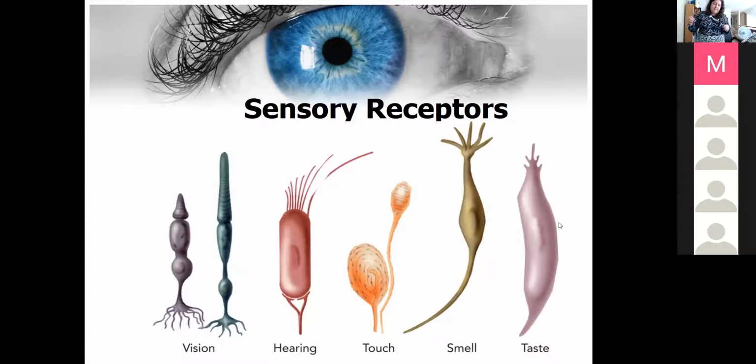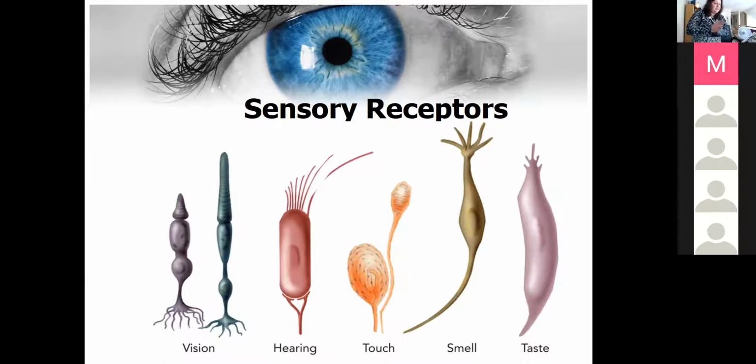So sensory receptors are cells that detect and transmit information to the sensory nerves in the brain. And they set off action potentials in the sensory neurons, which then carry the information to the central nervous system.